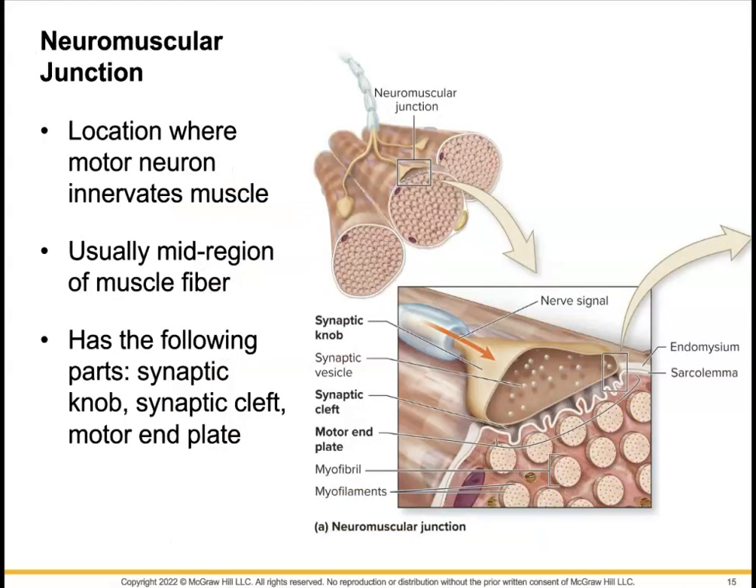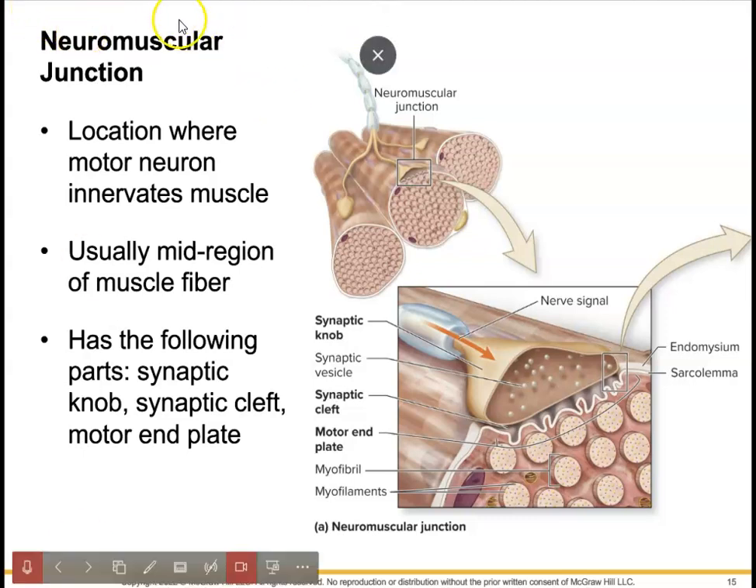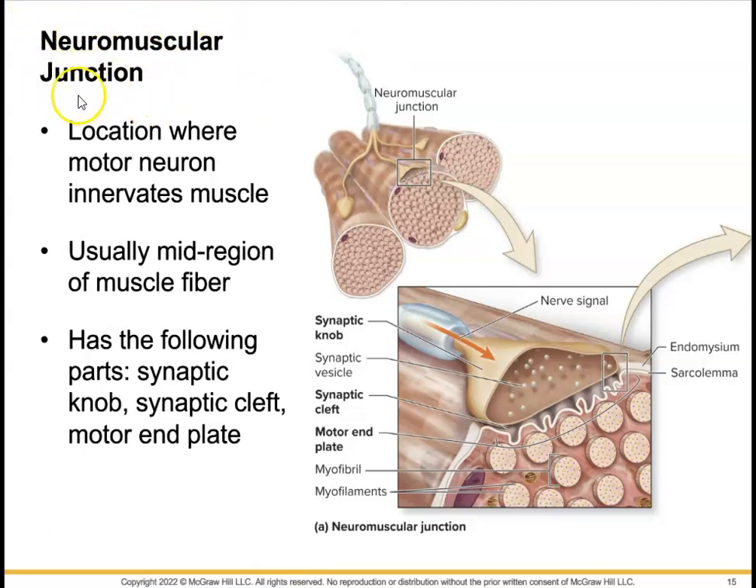The neuromuscular junction is where the nerve cell meets the muscle cell. Now look at the name of that, neuromuscular junction. Junction is where things come together. There's the nerve, neuro, there's the muscle. Neuromuscular junction, where they meet. It's usually somewhere around the middle region of a muscle fiber.